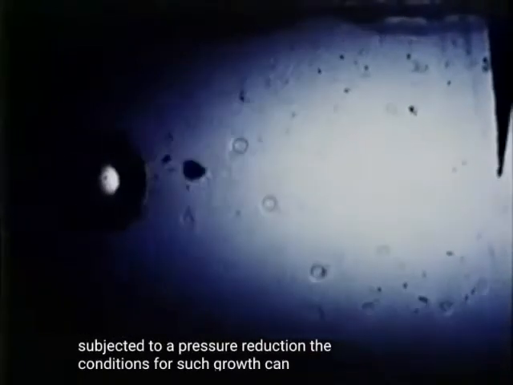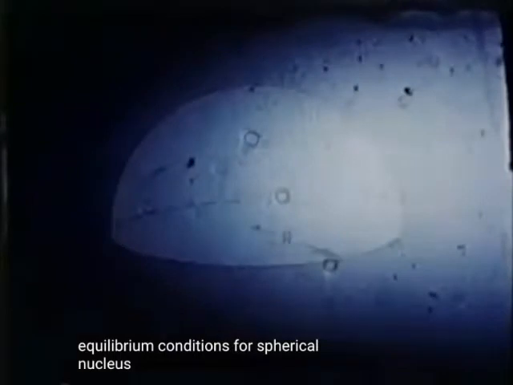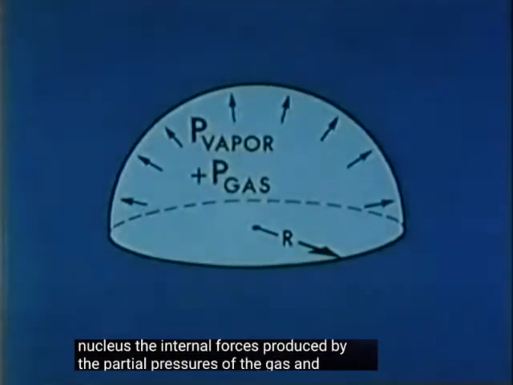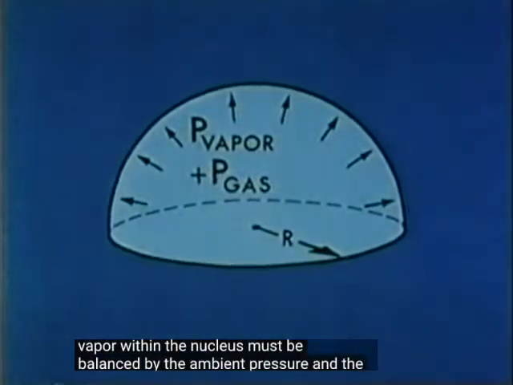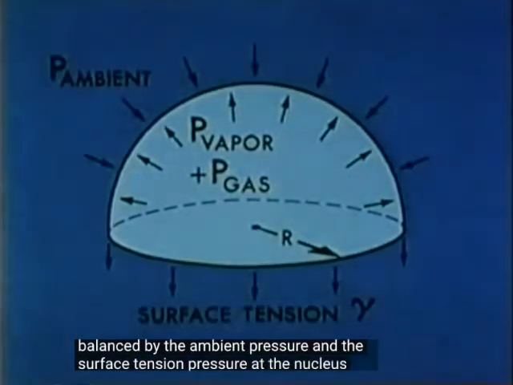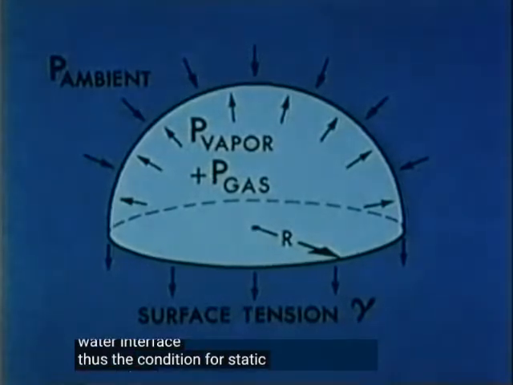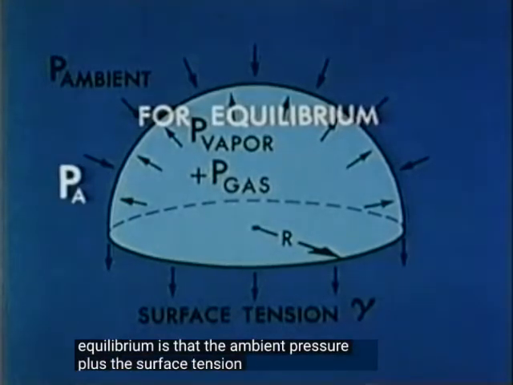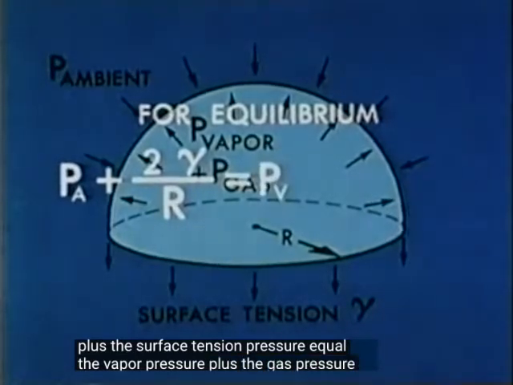The conditions for such growth can be derived from an analysis of the static equilibrium conditions for a spherical nucleus. The internal forces produced by the partial pressures of the gas and vapor within the nucleus must be balanced by the ambient pressure and the surface tension pressure at the nucleus-water interface. Thus, the condition for static equilibrium is that the ambient pressure plus the surface tension pressure equal the vapor pressure plus the gas pressure.